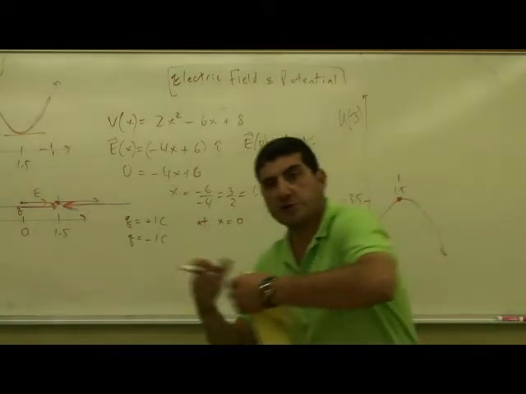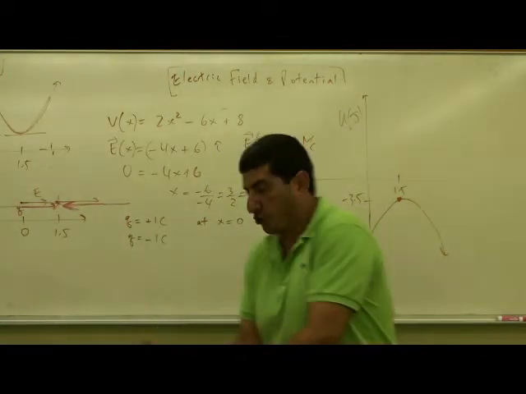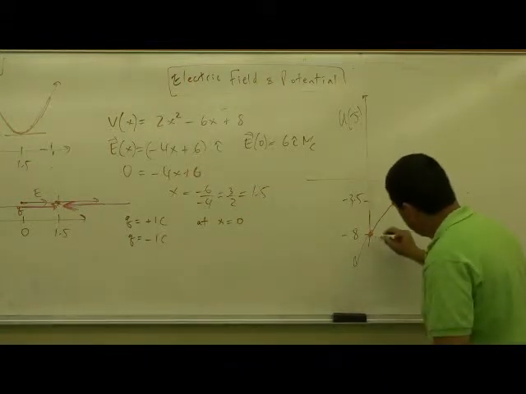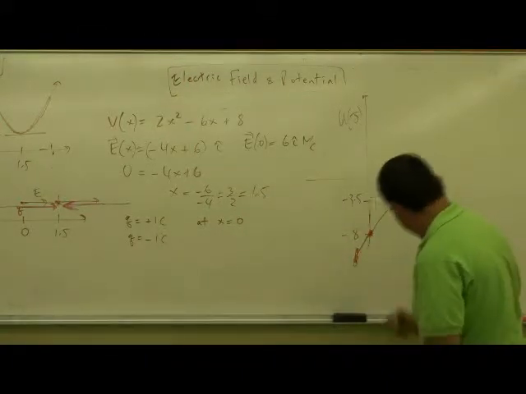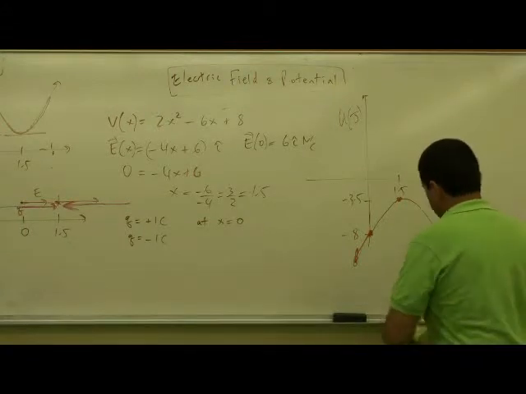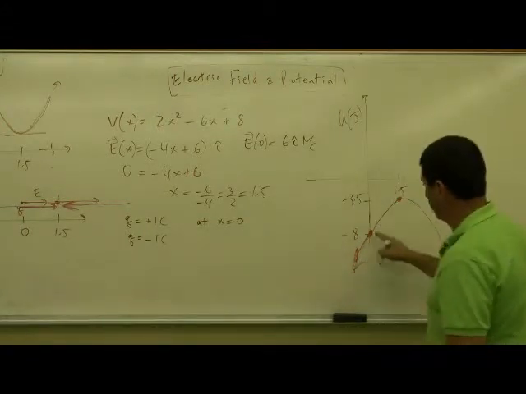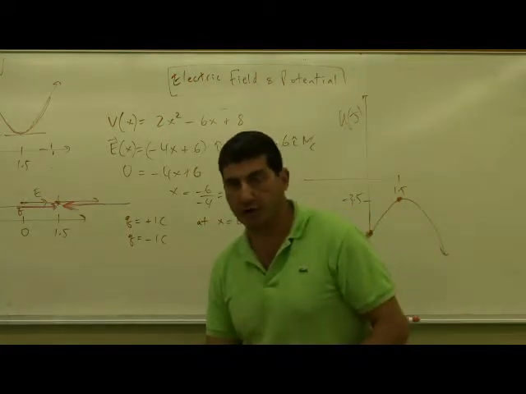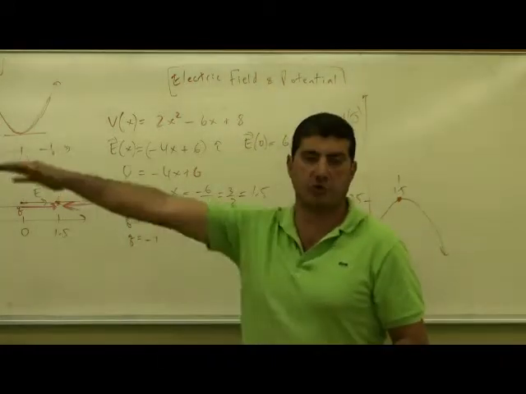Objects always go towards lower potential energy, even lower. So negative 8, what's even lower than negative 8? Over here. So the object is going to go this way, okay? According to the potential energy function. So a negative charge placed at the origin is going to move to the left.